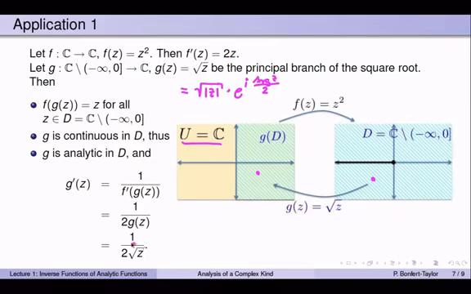And g of z was the function square root of z, so the derivative of the square root function is 1 over 2 times the square root function. That's exactly the same that we had in calculus for the derivative of the square root of x. But this time it's this principal branch of the square root function, which is defined in the entire complex plane. We have to exclude the negative real axis because the function was not continuous across the negative real axis.